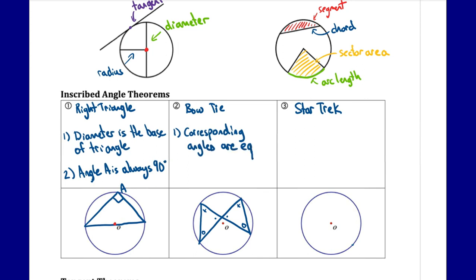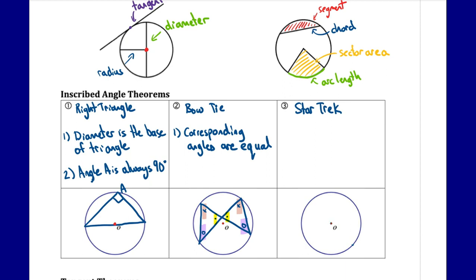So the corresponding angles are equal. So we have similar triangles. So these two share the same measurement. These two share the same measurement, as well as these two. So we have basically similar triangles or the same angles in the two different triangles.